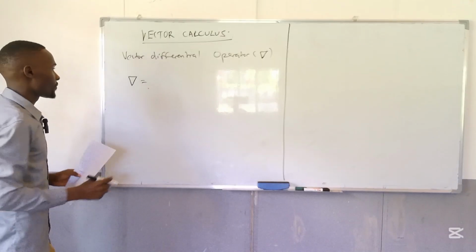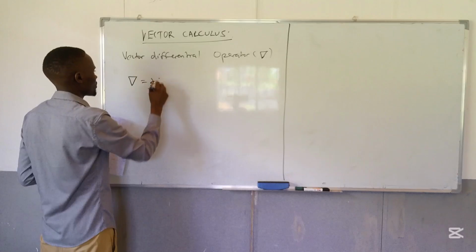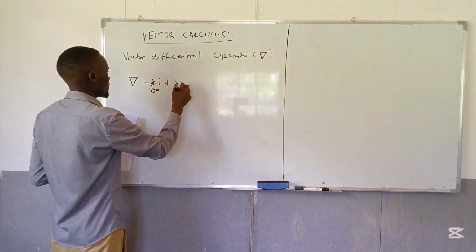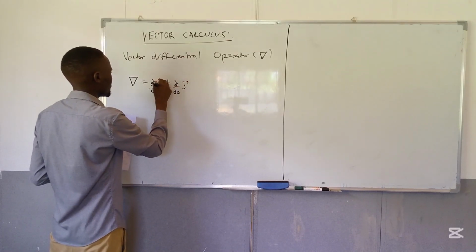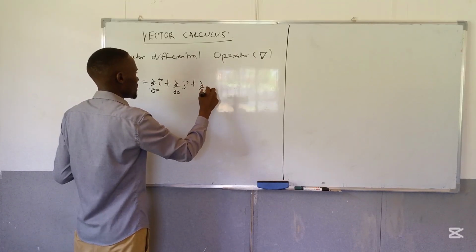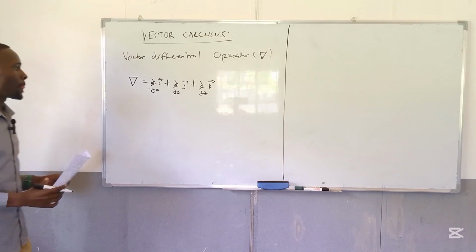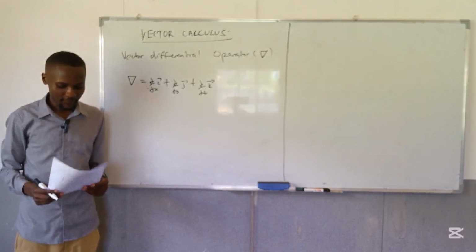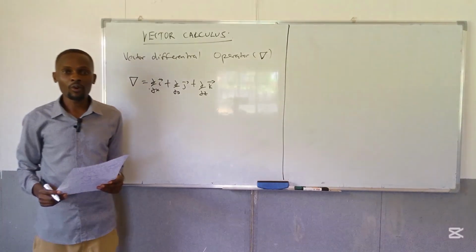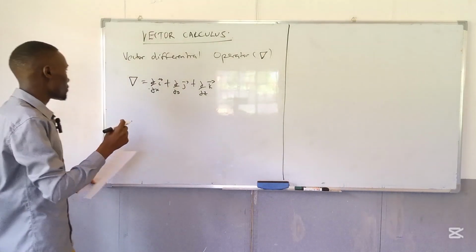The vector differential operator, which is denoted as del, equals the derivative with respect to x in the direction of i, plus the derivative with respect to y in the direction of j, plus the derivative with respect to z in the direction of k, where i, j and k are unit vectors along the rectangular axes for x, y, and z, as we talked about in the last video. Then now we are going to begin with gradients.